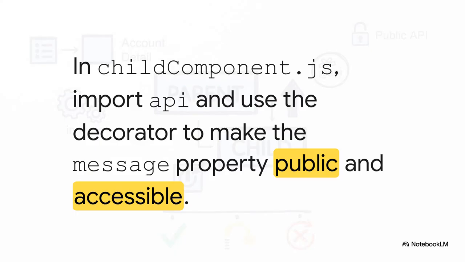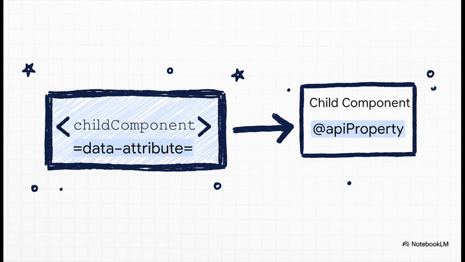So check this out. Inside the child component's JavaScript file, you import API from the LWC library. Then, you just put the @API decorator right above the property you want to expose. Here, it's our message property. That's literally it. This property is now a public doorway ready for data. Now, over in the parent's HTML template, we drop in our child component just like any other HTML tag. And here's the magic. To pass the data, we create an attribute whose name matches the public property in the child. LWC automatically connects the dots, mapping this message attribute directly to the child's @API message property. It's so clean and easy to read.